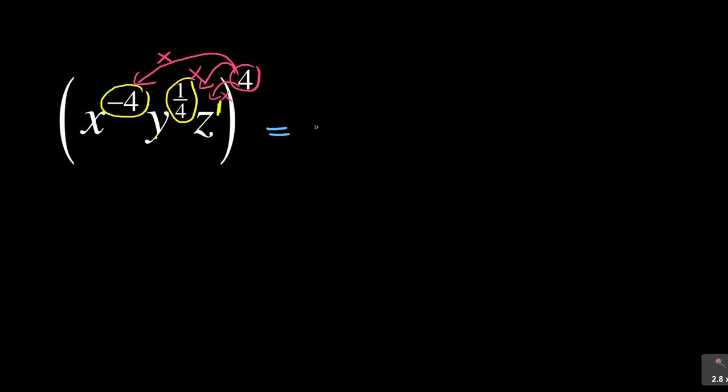So what are we having? We are going to have x to the power minus 4 times that exponent 4, and then y to the power 1 over 4 times the 4, and then z to the power 1 times the 4. You can put the dot in between to show that this is being multiplied. That is the main thing that they wanted from you.